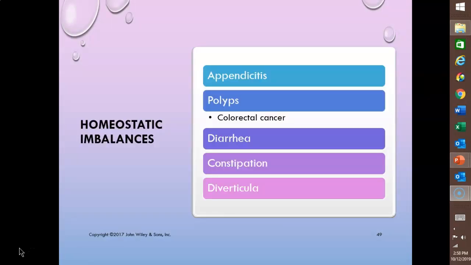Some homeostatic imbalances associated with the large intestine include appendicitis, which is an inflammation of the appendix. It's usually characterized by a high fever, elevated white blood cell count, neutrophil count higher than 75%. The infection that follows can result in edema and ischemia and may progress to gangrene and perforation within 24 hours. Typically, appendicitis begins with referred pain in the umbilical region of the abdomen, followed by a loss of appetite, nausea, and vomiting. Several hours later, the pain typically localizes into the lower right quadrant, where it's continuous.